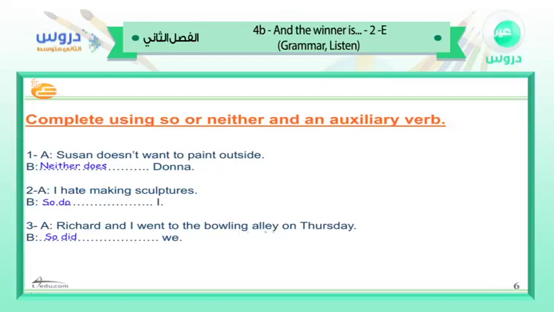Affirmative statement, did, because in the past we use did. Okay? The auxiliary affirmative verb. Okay? Or affirmative auxiliary verb.